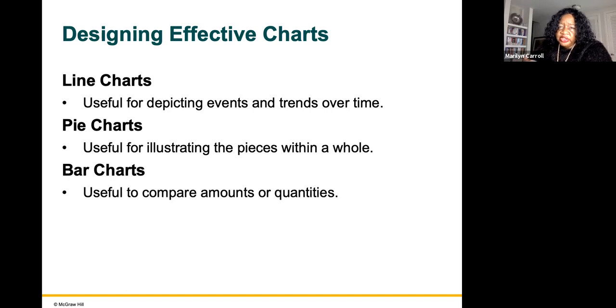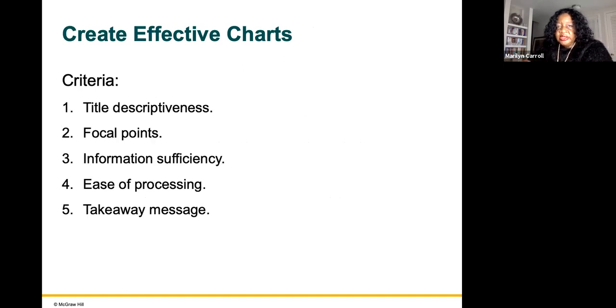Remember, line charts are good for depicting events and trends over time because you can see a trend line in the line charts. And pie charts are useful for illustrating the pieces within a whole. And then the bar chart is useful for comparing amounts or quantities. So here's how to create effective charts. Here are some criteria: title, descriptiveness, focal points, information sufficiency, ease of processing, and takeaway message.